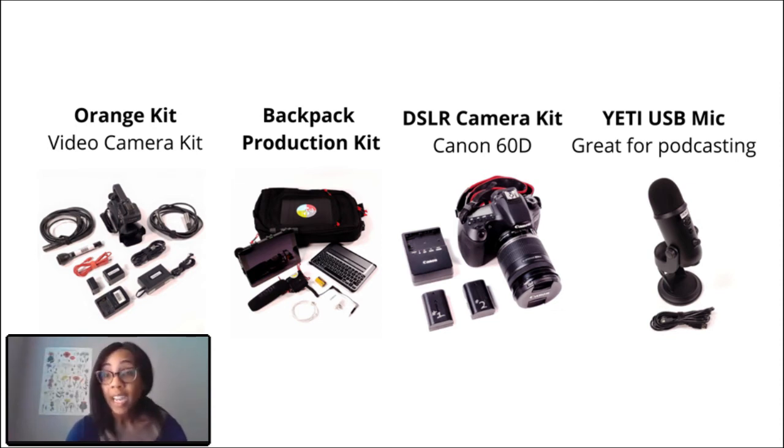Our DSLR camera kit, the Canon 60D camera, which also many people know DSLRs for shooting photos, but they can also shoot really good video as well, and probably my choice when it comes to recording video. So that's also another good option for shooting your video.